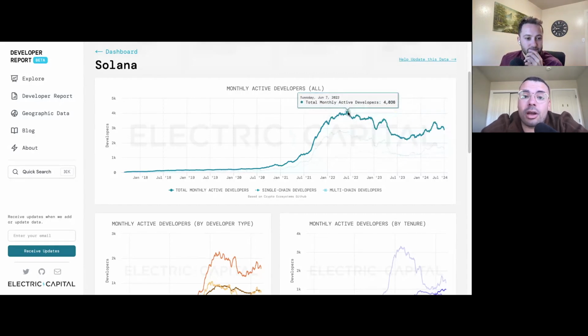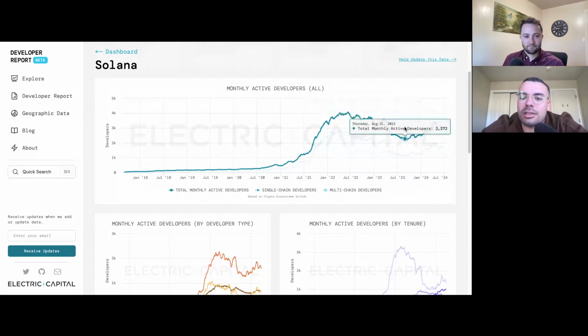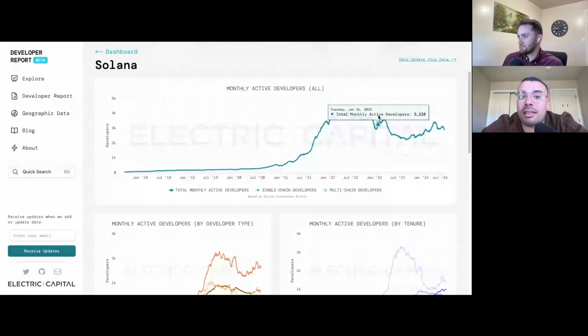Yeah, I think that's a great call out, right? Because we had Solana at the top of the bull, trading in the 200s, and then dropping down to $10, $12, $13. And here we saw more of a 50% decrease in the total monthly active developers, not even close to the 20th cut that the price got from the top of the bull run.